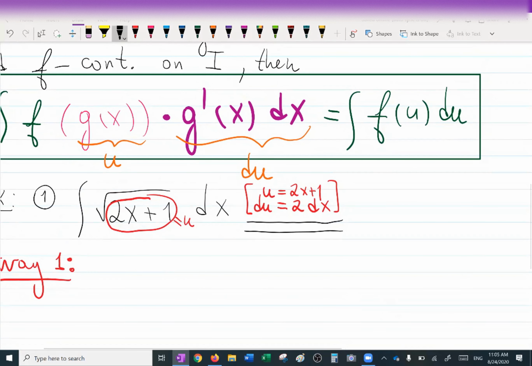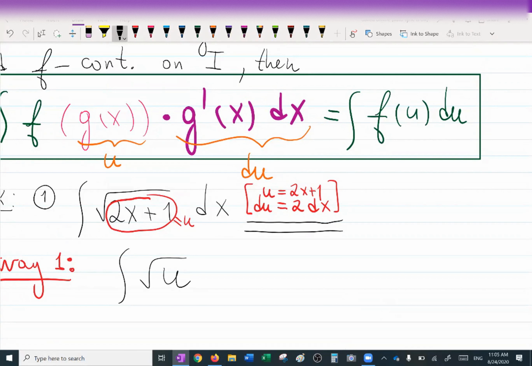Okay, I'll do it like this. My u is 2x plus 1, then it makes sense that the integral becomes the square root of u. That's the easy part, I hope you got it. 2x plus 1 is u, so now it's square root of u. But what happens with the x?